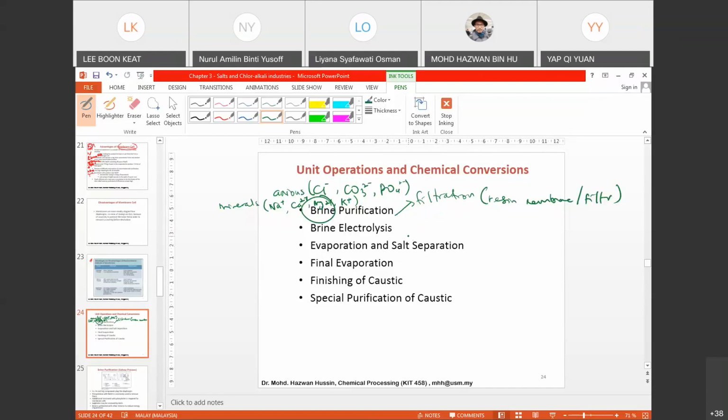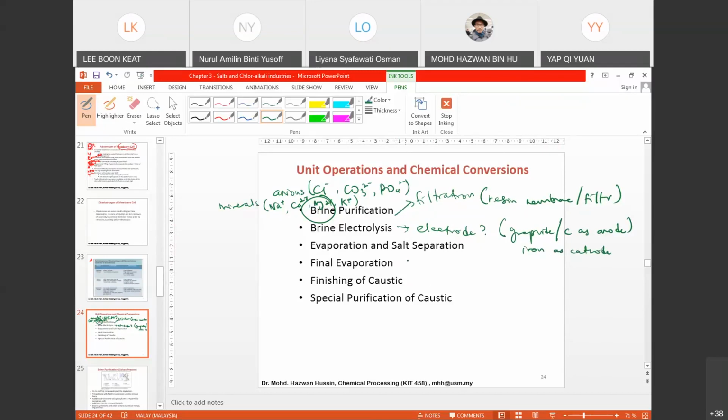Right. So for brine electrolysis, this considers the type of electrode used. What would be the type of electrode? Of course, you may consider graphite or carbon as your anode, and then probably you can consider iron, or maybe other types of metals, as the cathode.